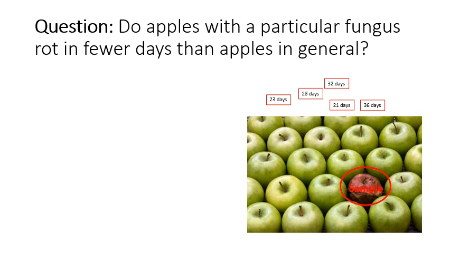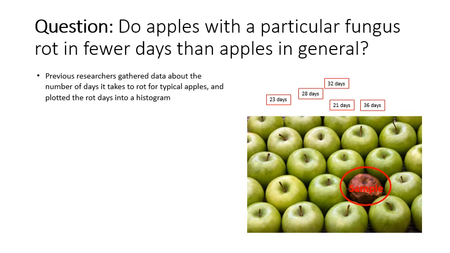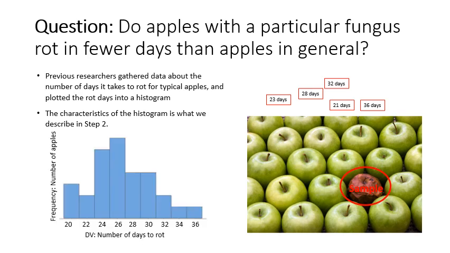So here are apples, and let's assume we know the days to rot for each of these apples. Well, actually, for our work, we aren't going to solve this problem in this chapter. Previous researchers gathered data about the number of days it takes to rot for typical apples, and they plotted all of those rot days into a histogram. And the characteristics of this histogram, that's what we're describing in step 2.